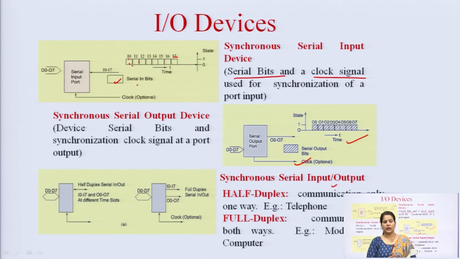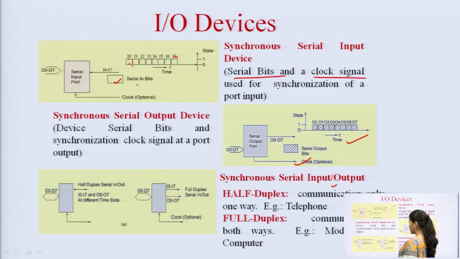In case of full duplex, both reception and transmission can take place, and simultaneously also, that is the full duplex mode. The perfect example for half duplex is the walkie talkie, and for the full duplex mode it is our mobile phones that we use, or the modem. So, in a modem both the reception and the transmission take place.